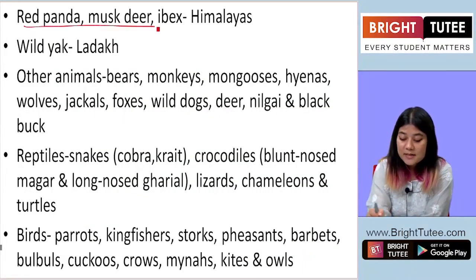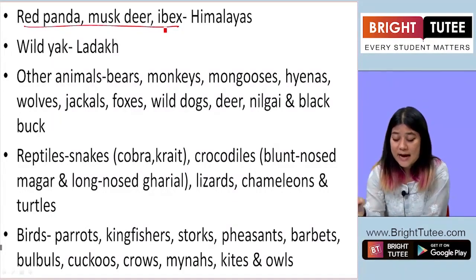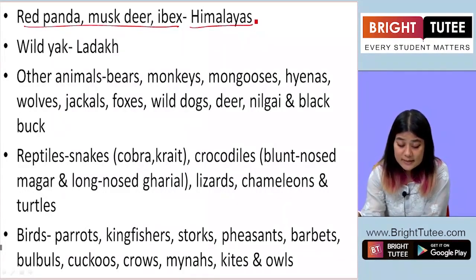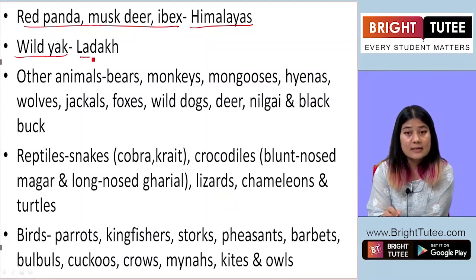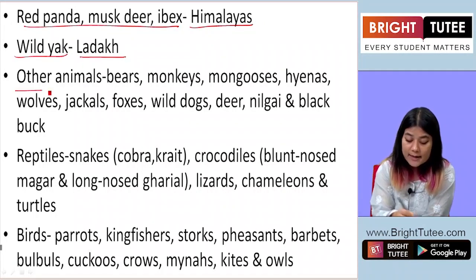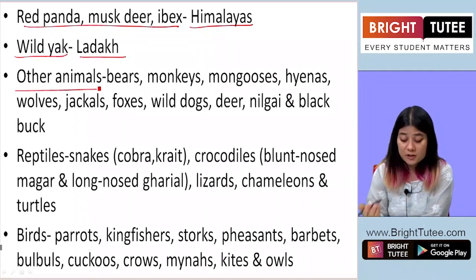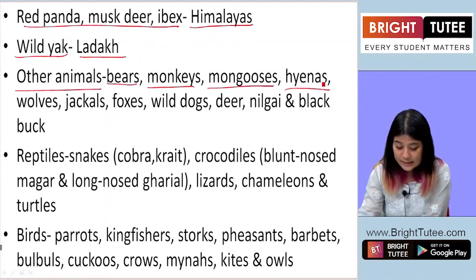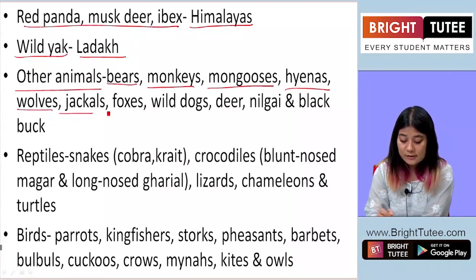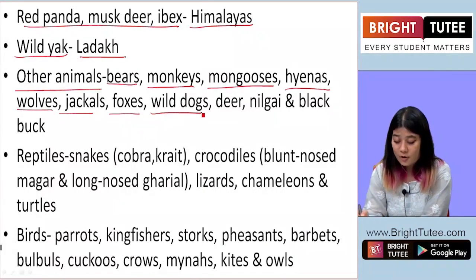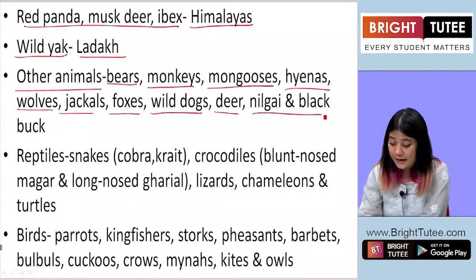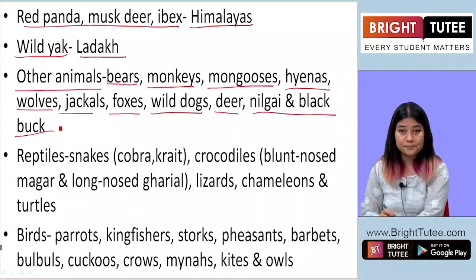Red panda, musk deer, ibex, these animals are found in the Himalayas. Wild yak in Ladakh. Other animals apart from these that can be found all across our country are bears, monkeys, mongooses, hyenas, wolves, jackals, foxes, wild dogs, deer, nilgai, and black buck.